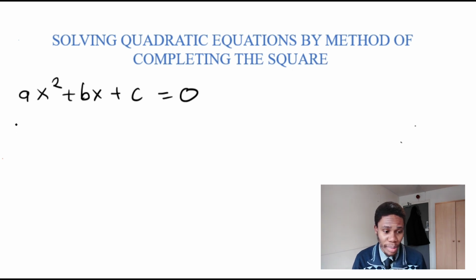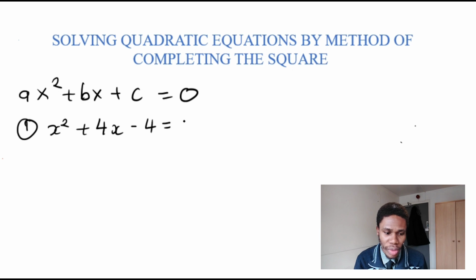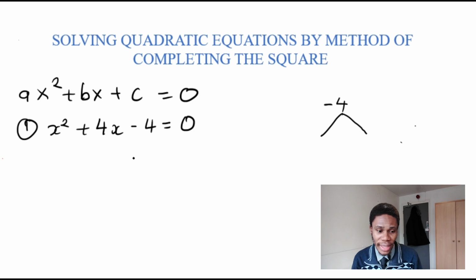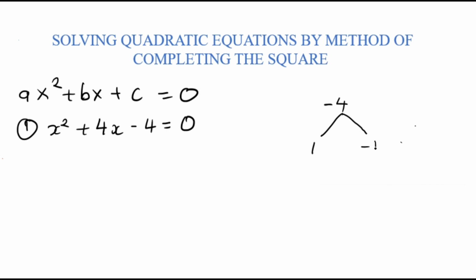Now, example 1. We have x squared plus 4x minus 4 equals 0. If we were to use the quadratic formula to solve this, what we would have done is to multiply the coefficient of x squared, which is 1, by the constant term, negative 4, and find out two numbers which multiply to give us negative 4 and add to give us the coefficient of x, which is 4. Now we have 1 and minus 4, which gives us negative 4, but when you add it, it is negative 3.